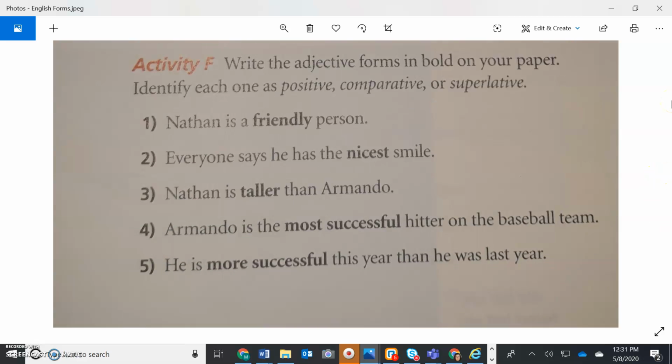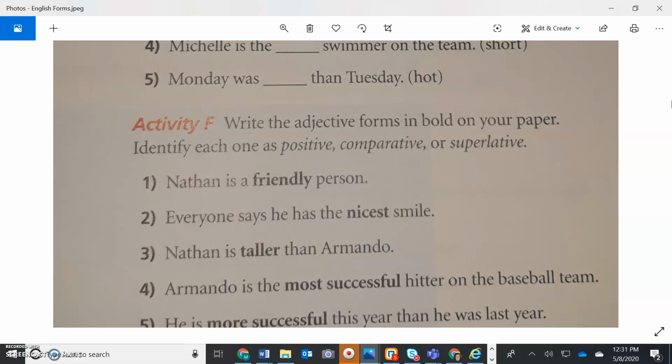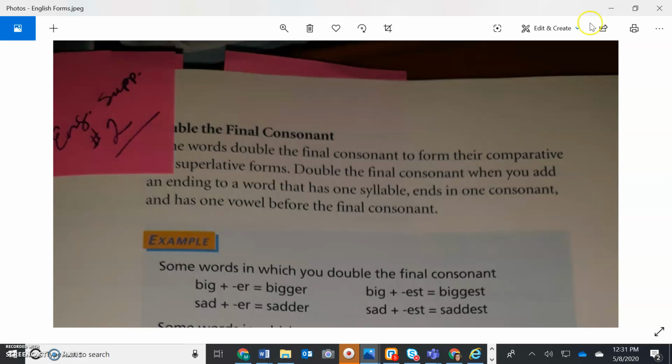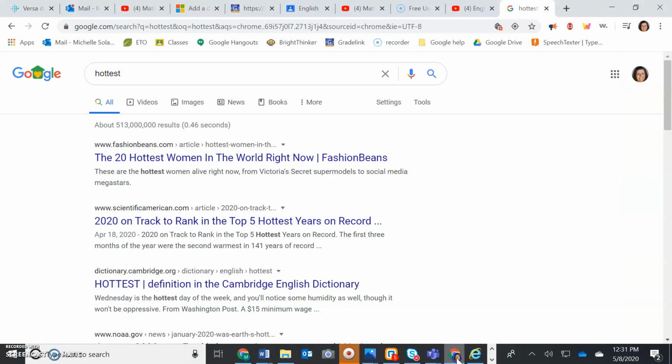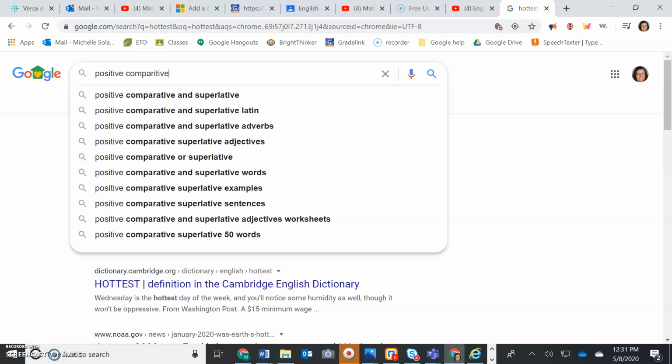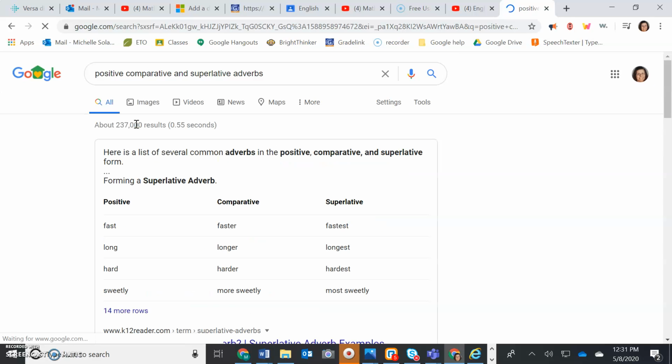Okay, so now I'm going to go back and give you something that's going to help us identify these as positive, comparative, or superlative. Because you can see up here it talks about it, but it didn't really tell you how to do that. So let's see what we can find here. Going back to our sheet. Positive, comparative, and superlative. Okay, so positive is just in the regular form. Comparative is when you're comparing it to someone else.